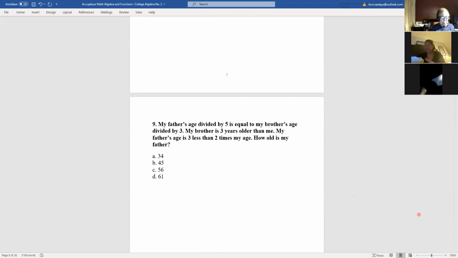Oh God, this thing again. My father's age divided by 5 is equal to my brother's age divided by 3. My brother is 3 years older than me. My father's age is 3 less than 2 times my age. How old is my father?